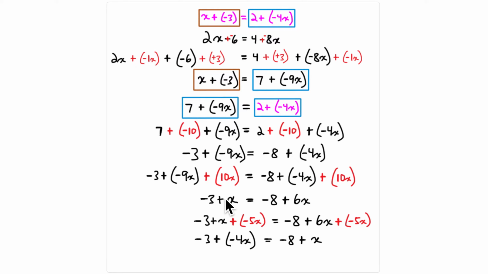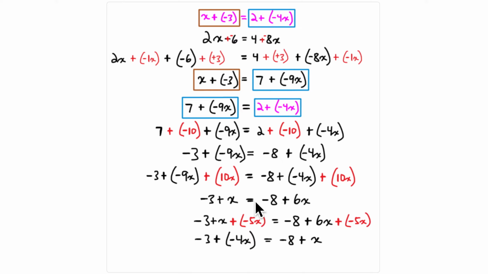So I did that. Now I have negative 3 plus x. This is the same as this up here, it's just switched. Negative 3 plus x. But the right side is not 2 plus negative 4x. It is actually negative 8 plus 6x. And I think, man, I don't know what's going on here. So I thought, okay, well, let's continue.